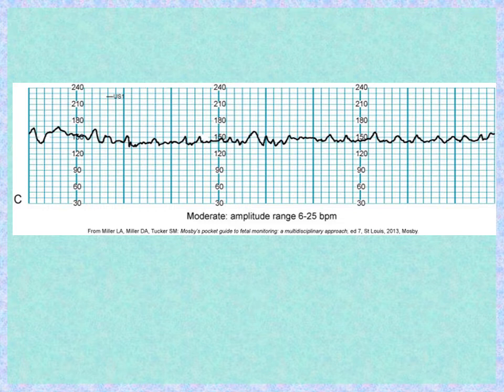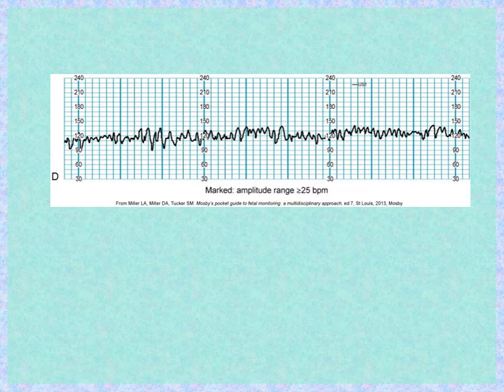Moderate variability is considered normal and is predictive of a fetus with normal acid-base balance. If moderate variability is present, most of the time it indicates that the fetus is not affected by fetal sleep cycles, tachycardia, prematurity, congenital anomalies, pre-existing neurologic injury, or CNS depressant medications.